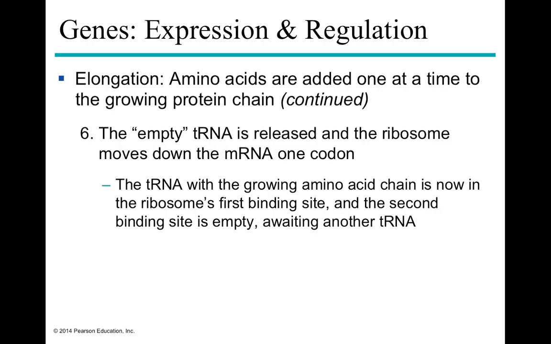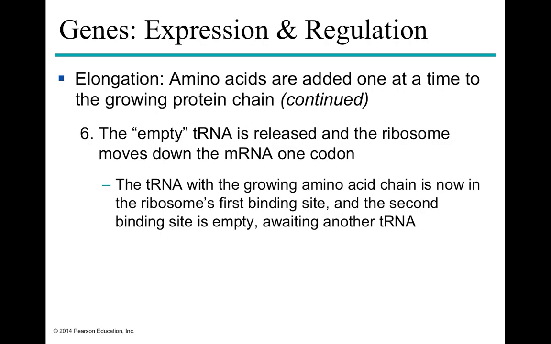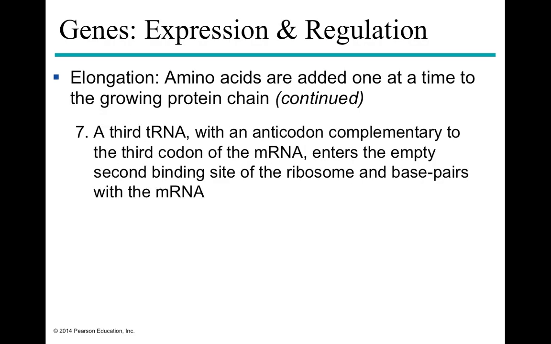Okay, so let me go back to where we were. We were just talking about the catalytic site and how it is going to allow the transfer of methionine to the new amino acid. It breaks the bond between methionine and its tRNA and forms a peptide bond between that amino acid and the next amino acid. And then the whole thing is going to shift over. So the empty tRNA is released and the ribosome moves down one mRNA codon. The tRNA also shifts down into the next site. And now the first binding site is open, awaiting the next tRNA.